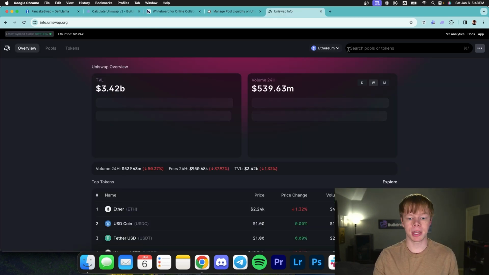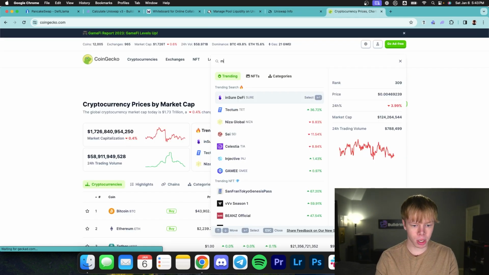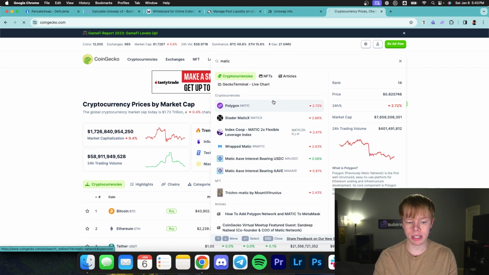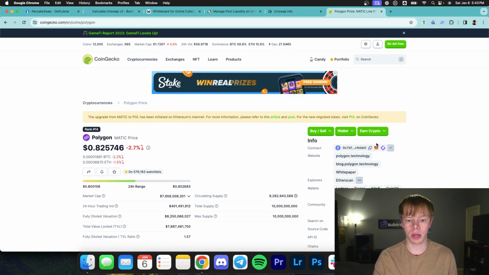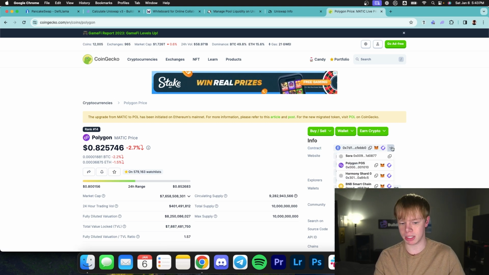So I have a few assets that I'm personally very bullish on, and one of them is going to be Matic. So the first thing we're going to do is head over to CoinGecko, and we are going to search for Matic, or another case scenario, the token that you're bullish on. You want to look at contract right here, and you want to find the networks that Matic is on.